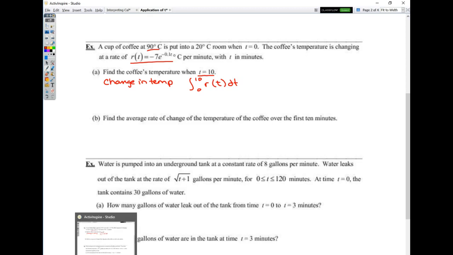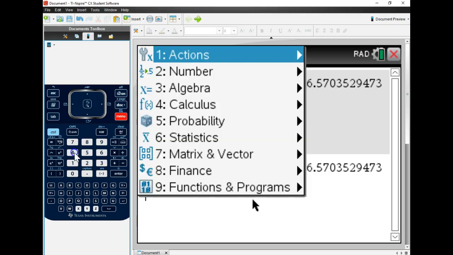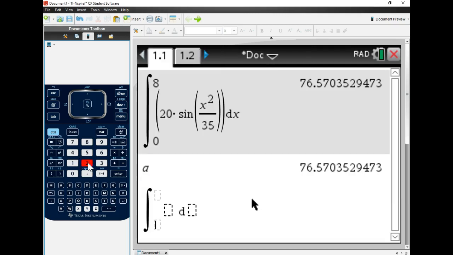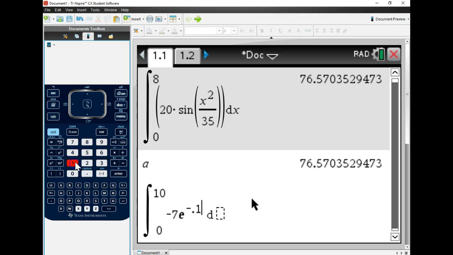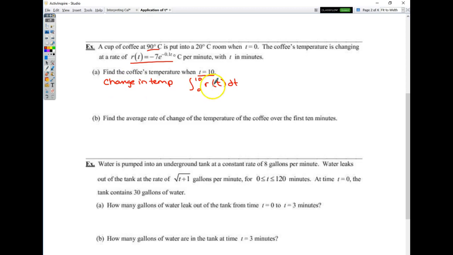So again, this is a handy-dandy calculator question. There she is. I am going to go to Menu for numeric integral from 0 to 10 of negative 7 e to the negative 0.1 x dx. And I find out that my change in temperature is negative 44.248. Again, I'd like to know how I wrote that. Change in temp is negative 44.248 degrees Celsius. Now remember, the integral is a change in temperature.